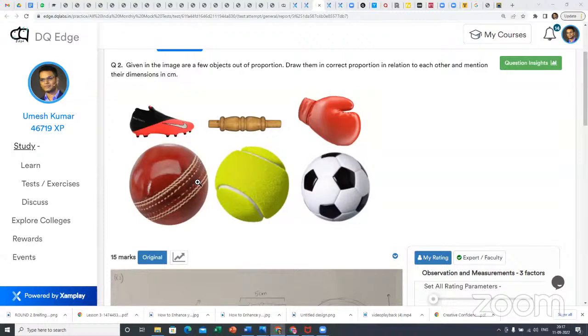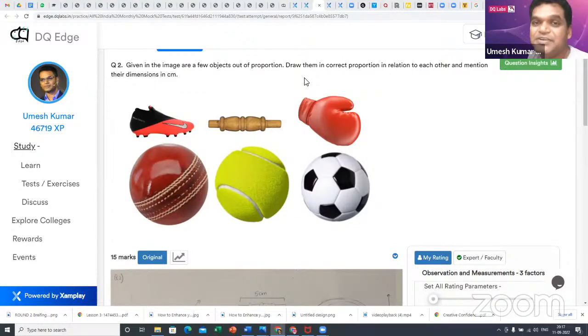No, these are the actual sizes. Draw them in the correct proportion in relation to each other and mention there. Probably it should have been actual dimensions in centimeters. Okay, but whenever they're giving you something like this, what they meant is a real life dimension.